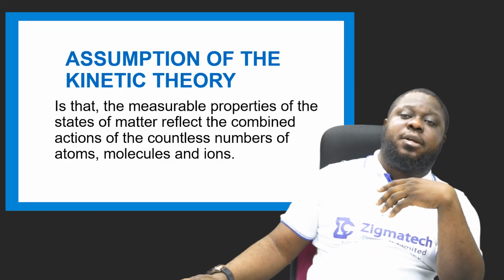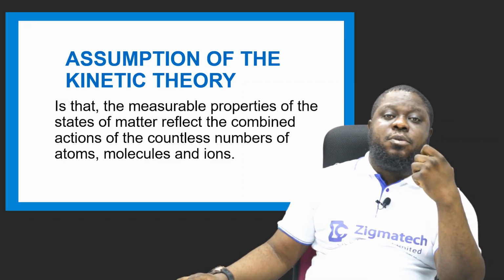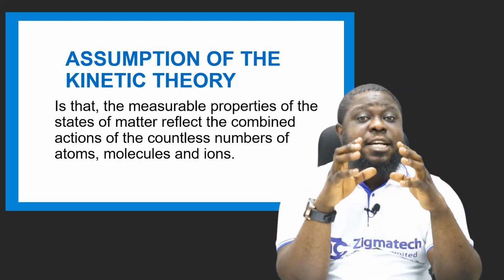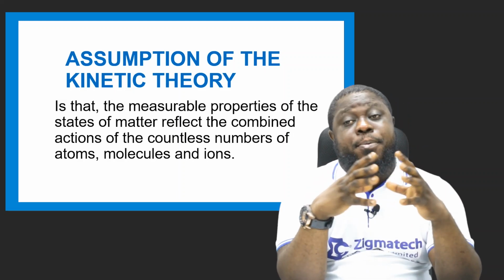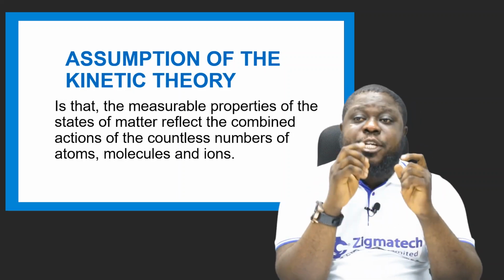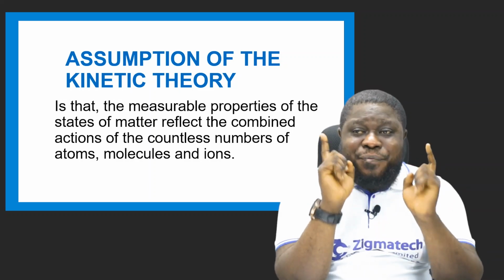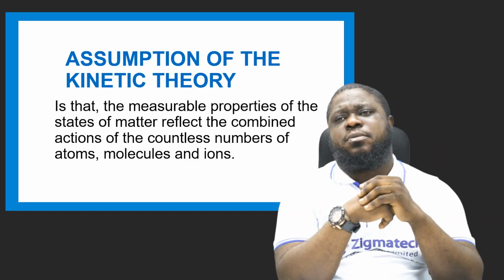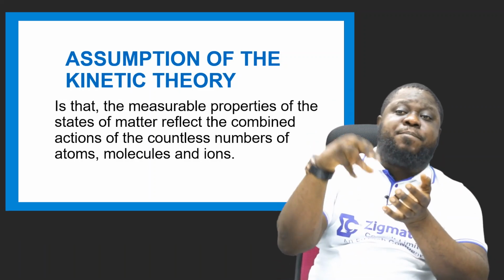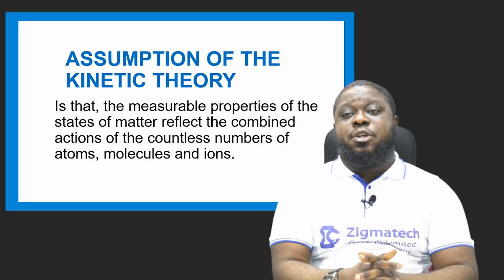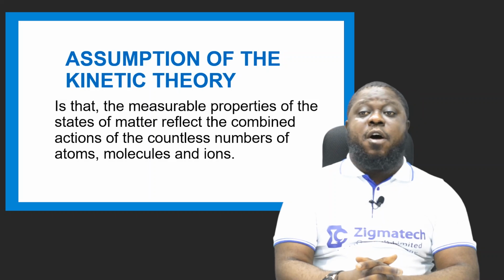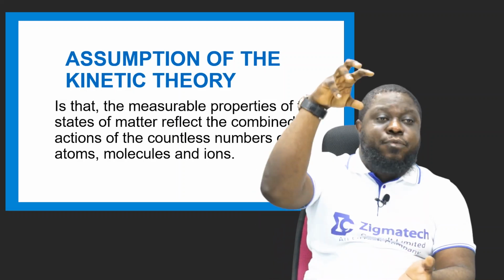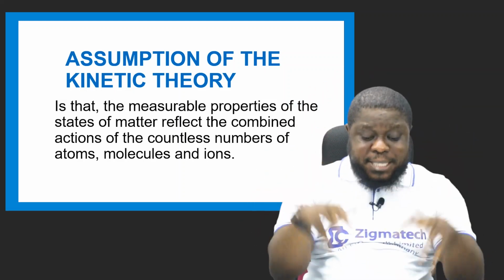Now, the assumption of the kinetic theory, okay, this is what they assumed, the people that brought out the kinetic theory. They assumed that the measurable properties of the states of matter reflect the combined actions of the countless number of atoms, molecules, and ions. Yes, the properties of matter. So the kind of matter will determine the number of atoms, molecules, and ions that will be present in that matter.